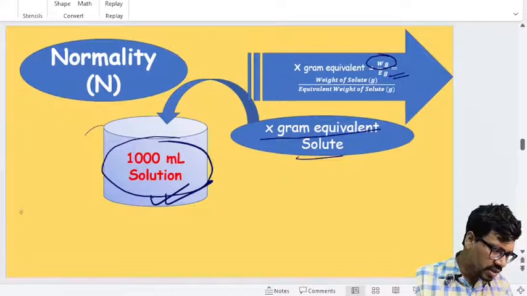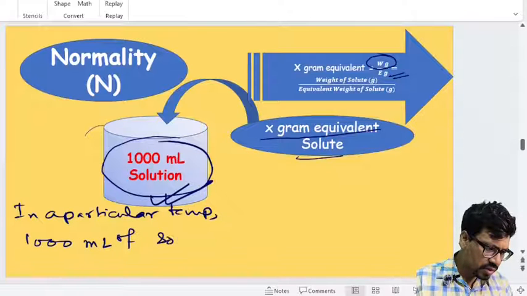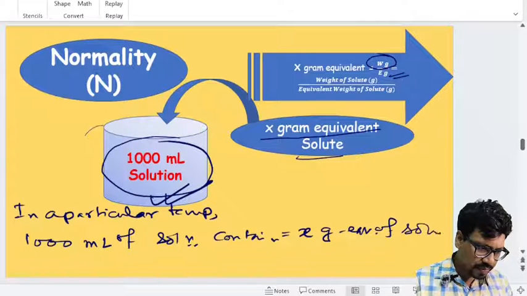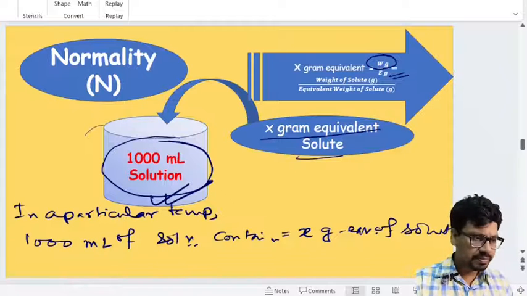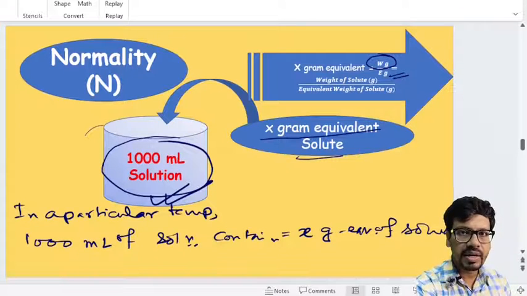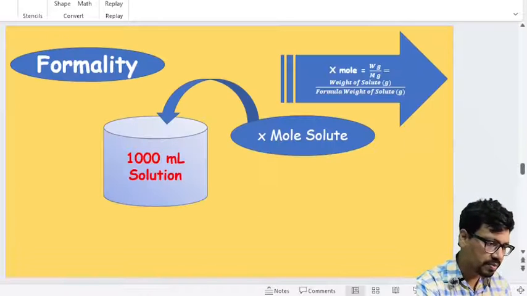So according to the definition, in a particular temperature, 1000 ml of solution contain X gram equivalent of solute. So this is the normality. Clear? This is very important. Here this is also temperature dependent because volume is there. 1000 ml solution is there. So there is the volume.